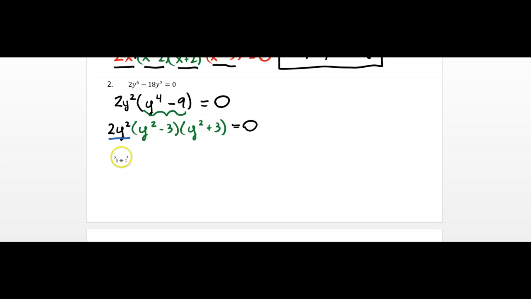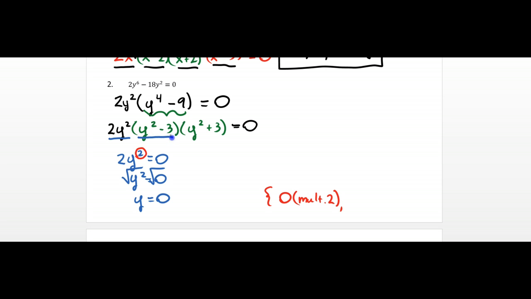The first one I have is 2y squared, my GCF. So if 2y squared is equal to 0, okay, then we know y squared is equal to 0. Taking the square root of both sides there, the square root of 0 is still 0. So we get y equals 0. The only thing you want to be careful of here, though, is that this is a multiplicity of 2. Because of this squared term right here, because we factored out a GCF of y squared, this means that 0 has a multiplicity of 2. Okay, so that's one of our zeros. We have a few more to find.